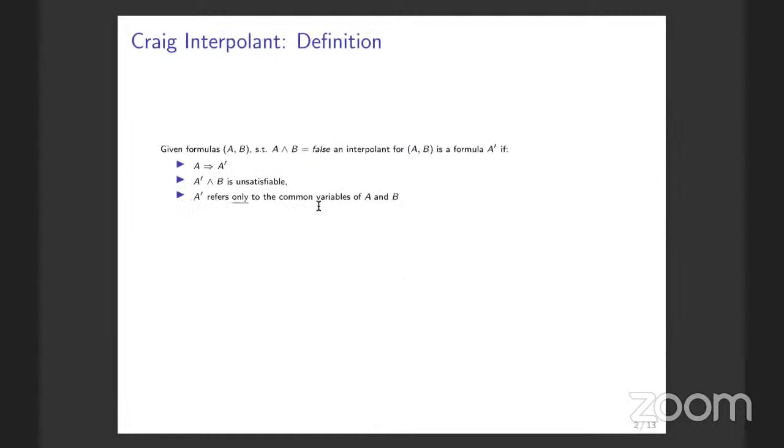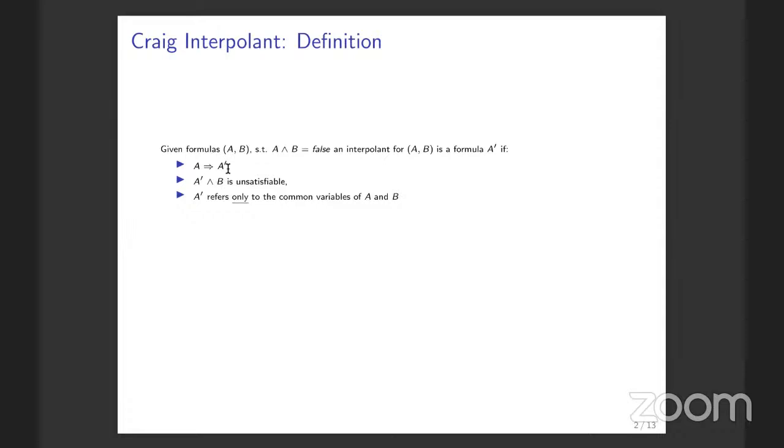Okay, first the definition of Craig interpolant. Given formulas A and B, A could be over some set of variables, B over some set of variables. We'll assume that there are some common variables between A and B, such that A and B is false. An interpolant for A, B is a formula A prime, such that the following conditions hold.